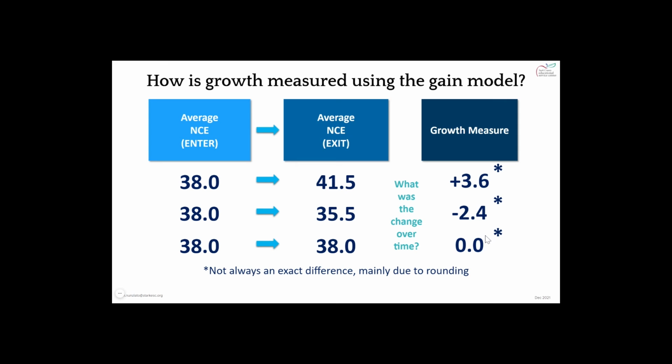Well, a gain of 0 is actually the measurement of expected growth. So in these examples, this group of students exceeded expected growth by 3.6, whereas these students who still grew fell behind the expected growth by an index of negative 2.4. Now, as you see, these numbers won't work out exactly because there is rounding involved.